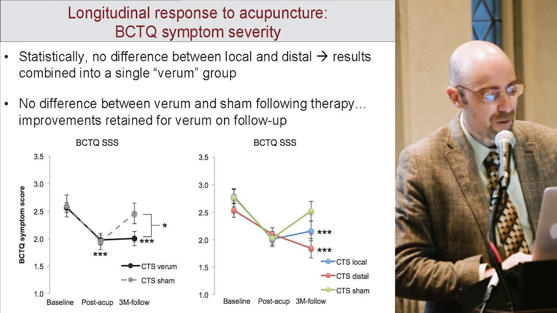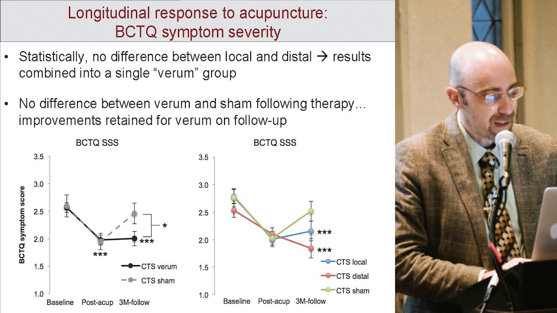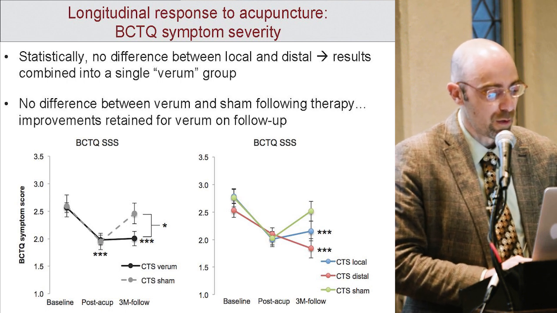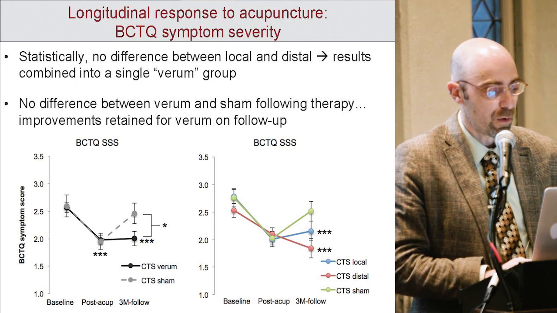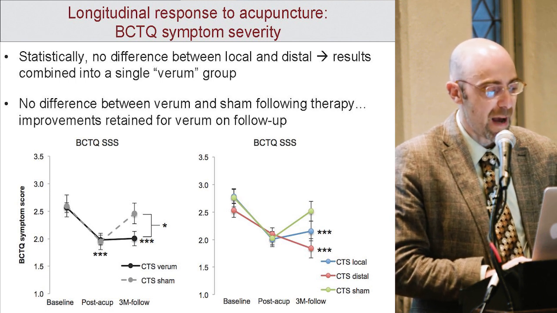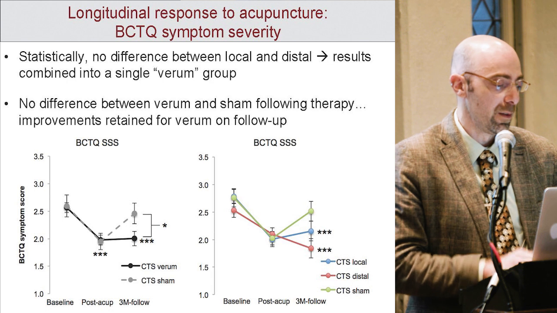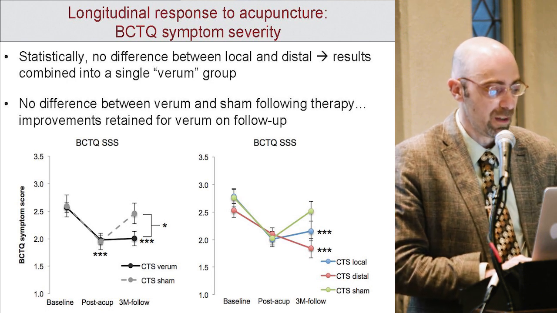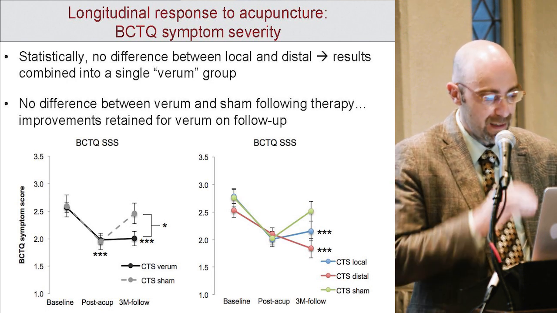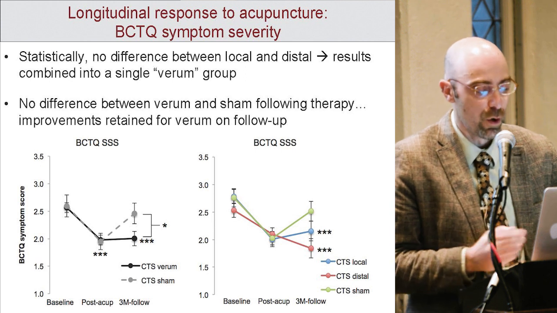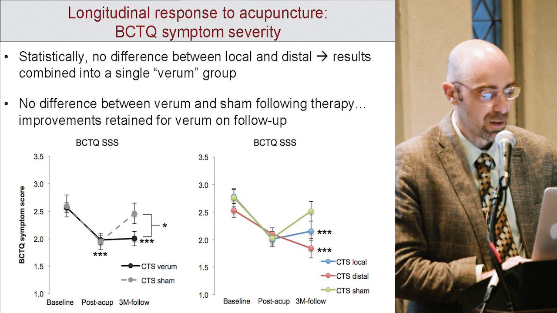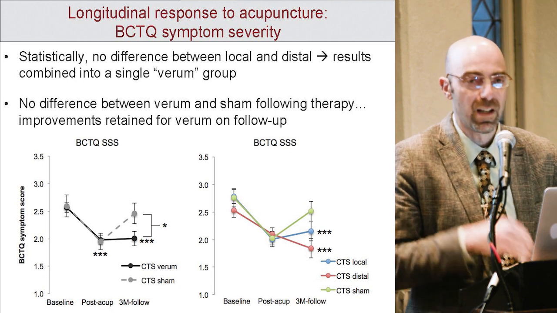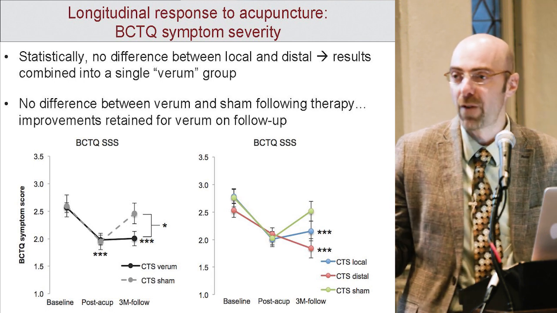However, when we looked at the long-term follow-up, the 3-month follow-up, whereas the patients that were randomized to the real acupuncture were retaining this improvement, those that were randomized to the sham acupuncture were reverting back to the pre-therapy condition. So we did find a significant difference there. And this is the data broken up between local and distal groups versus the sham group. So you can see here that both the local and the distal group retain the results at the 3-month follow-up point.